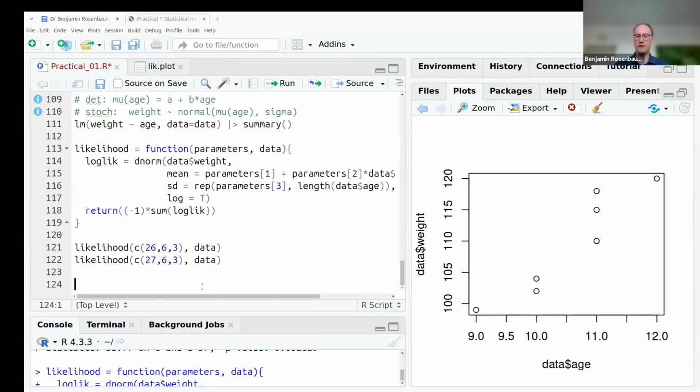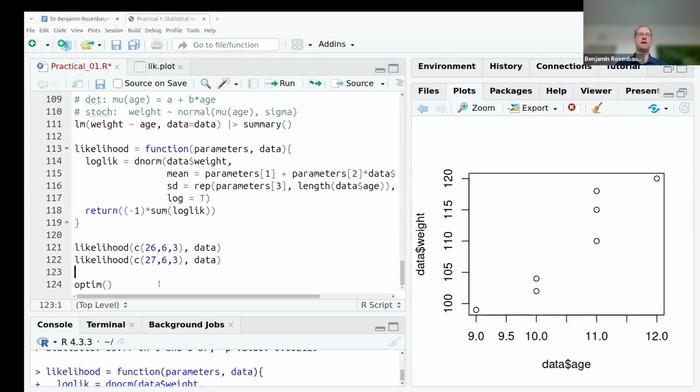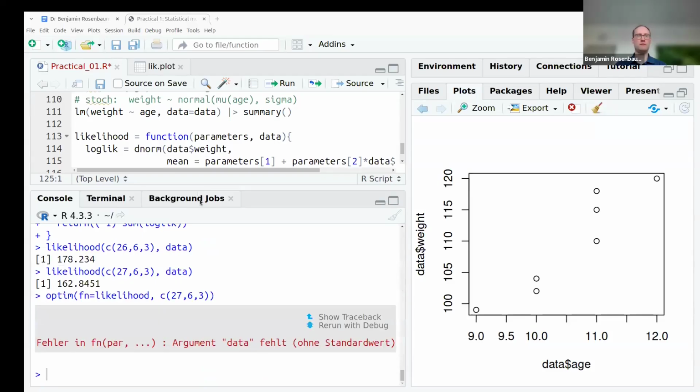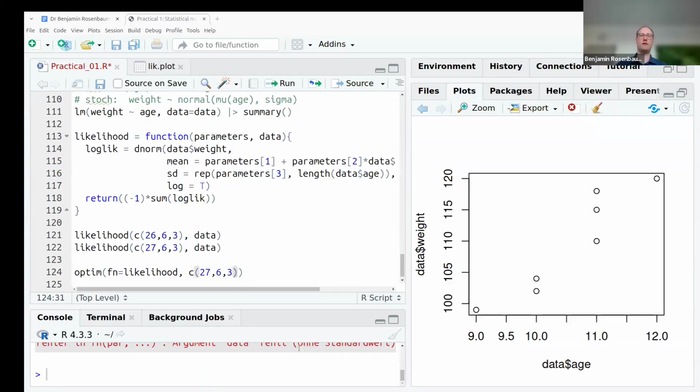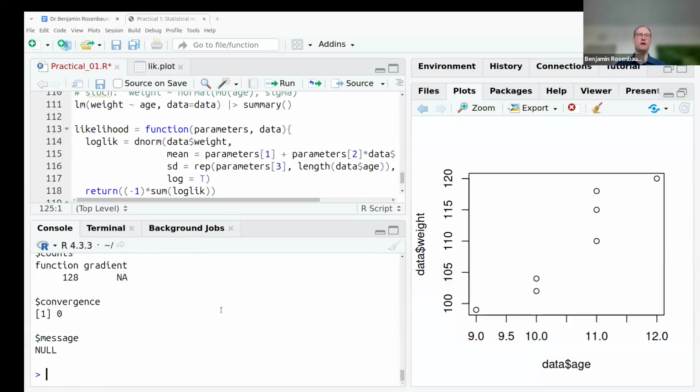So again, you could also just use the optim function by saying, okay, I want to optimize the function, which is likelihood. I just have to provide some initial values. And I have to provide the data. And this works now, okay.